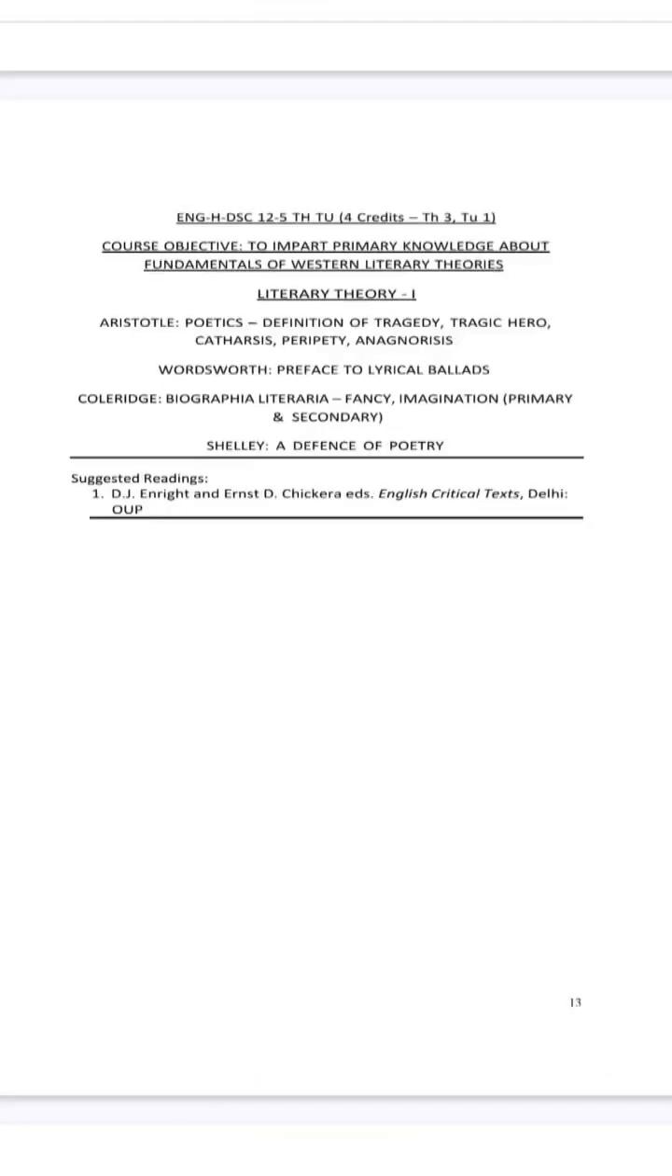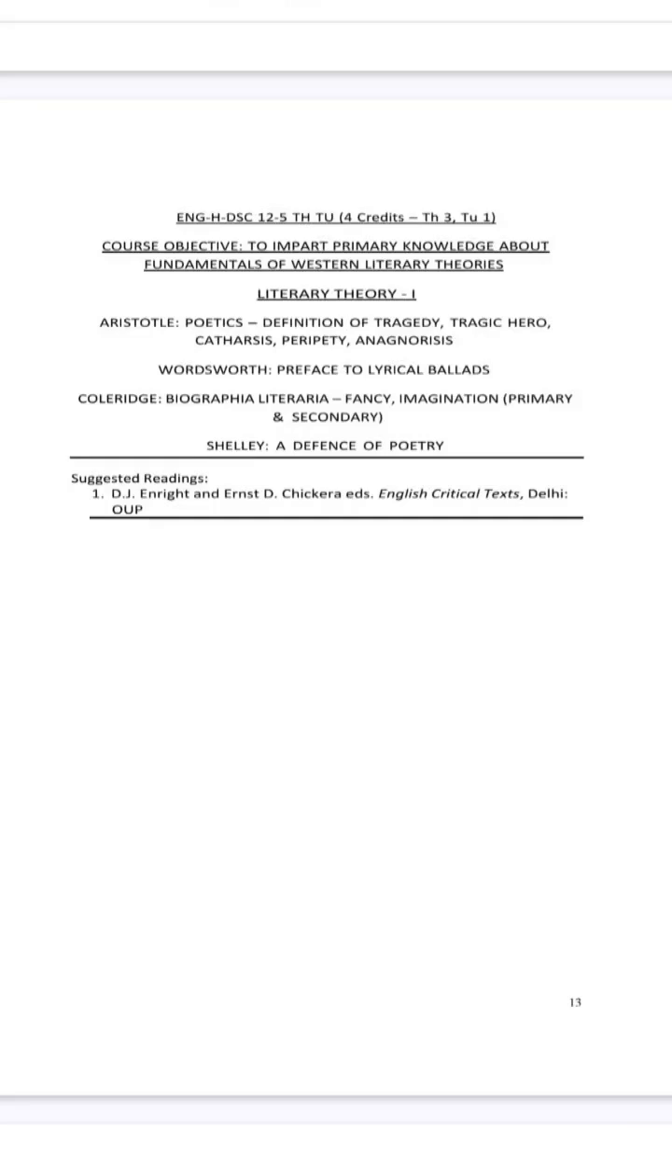For me, this is the most important paper, DSC 12, for your whole academic career, because you need to learn literary theory if you want to go forward in your English academic career. So in DSC 12, you have Literary Theory 1. The theory paper introduces us to the foundations of Western critical thought from Aristotle to Shelley.